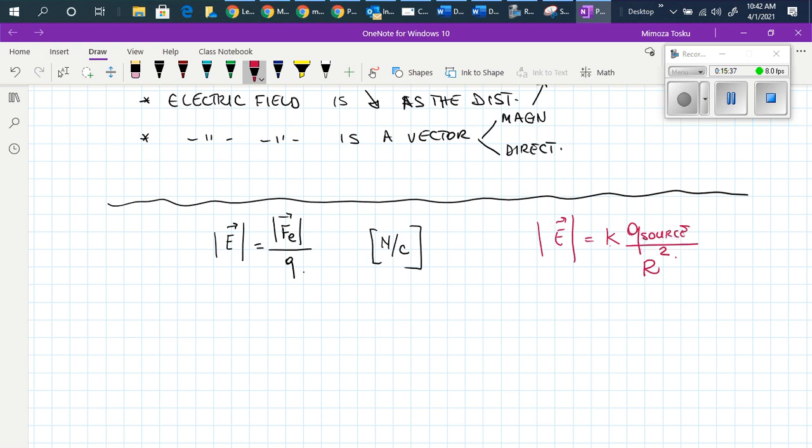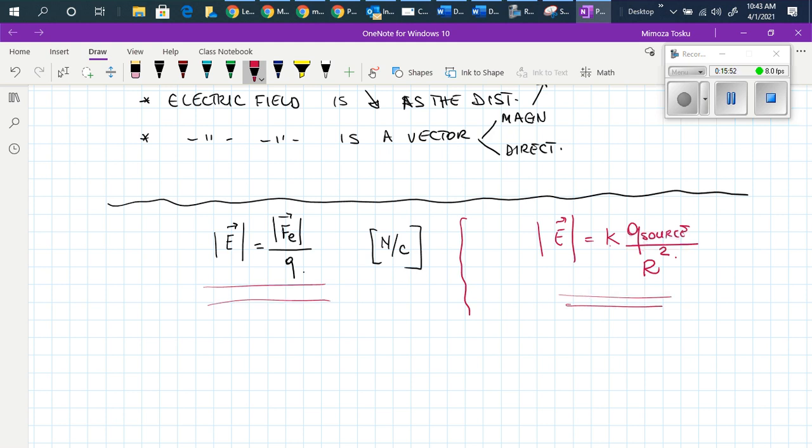So depending on what you have in your problem, which equation are you using, either this one or this one here.